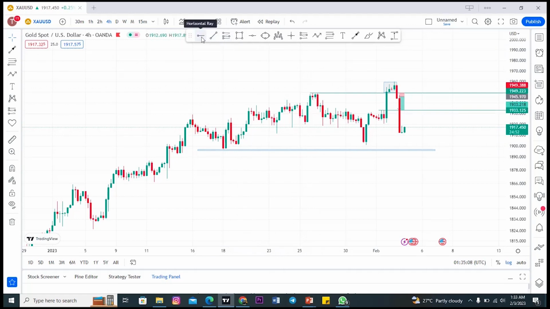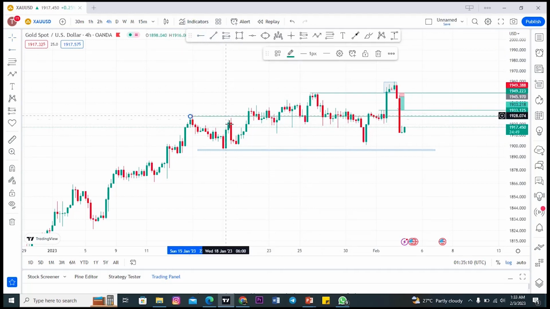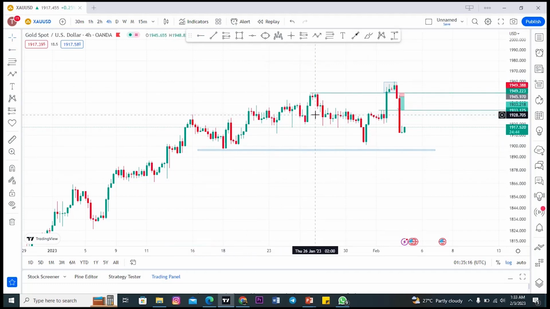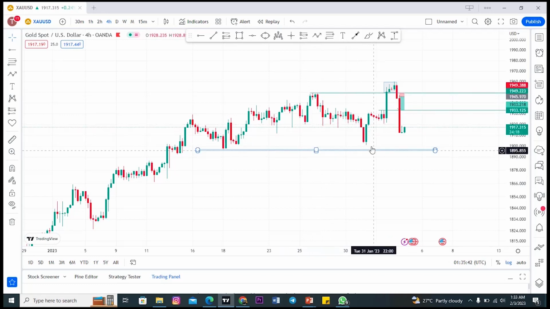You can see price break this resistance right here and then push all the way up to this level. Now price has reached this resistance region, and on the 4-hour time frame, price has been rejecting to the downside. So price rejected this resistance level and then pushed all the way to the downside, but it did not touch our support zone or level here for the second time.